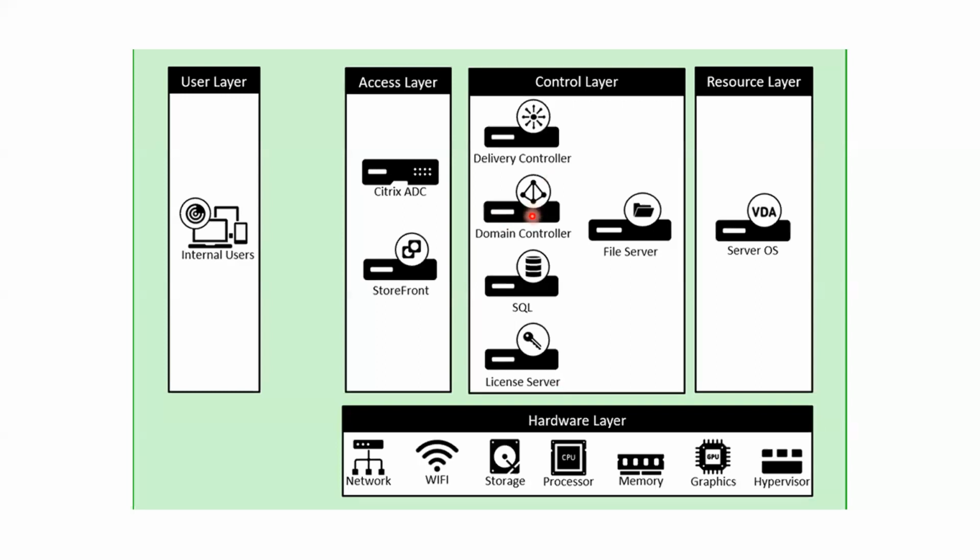Now, coming to the resource layer. In the resource layer, we will have all the resources like the server operating system, Windows 10, Windows 7, or whatever application, and the number of VDIs as per the requirement. Any doubt here? So, in Citrix, we have five layers: user layer, access layer, control layer, resource layer, and hardware layer. We have to play with the right-hand part only. There is nothing to do with the user end.